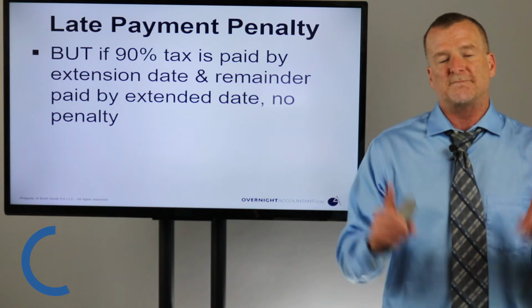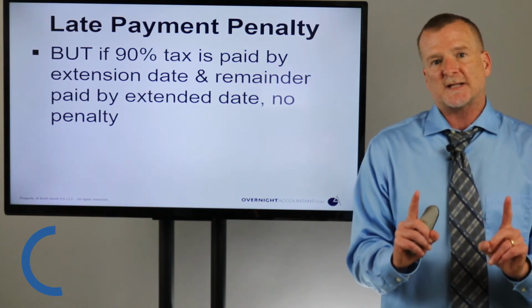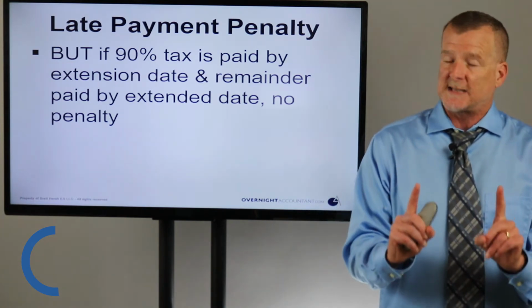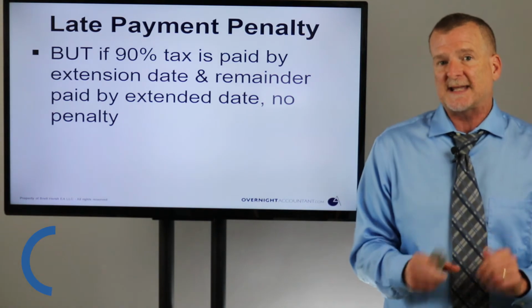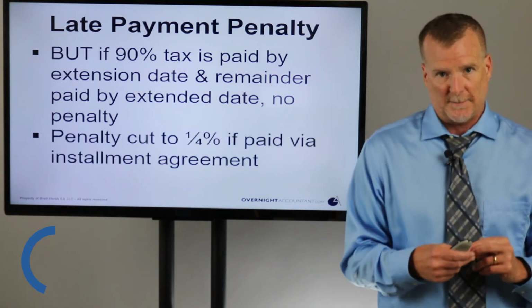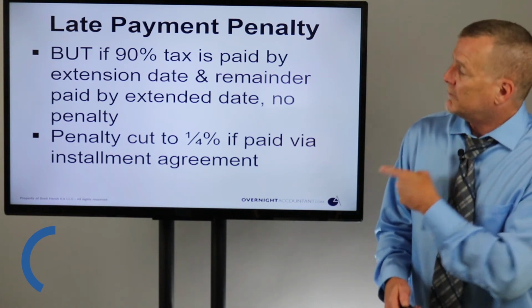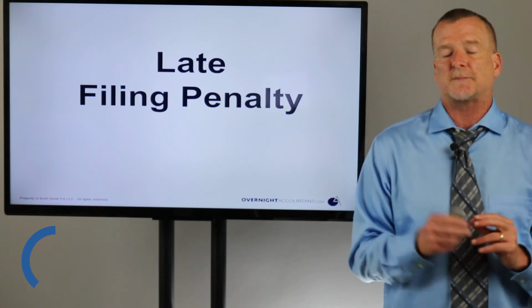But this is very important: file that extension. If you file the extension, you paid 90% of your tax due by the April 15th deadline, and you owe the remaining 10% or less after that date, you don't owe the penalty, as long as you pay by the extended due date. It cuts the penalty by half, to 1/4%, if you enter into an installment agreement. It maxes out at 25% of the unpaid tax.